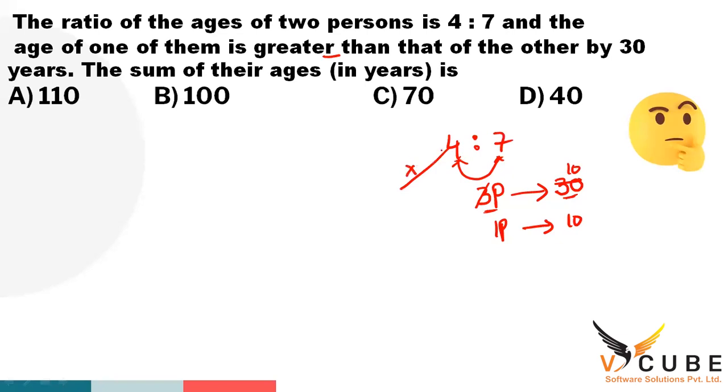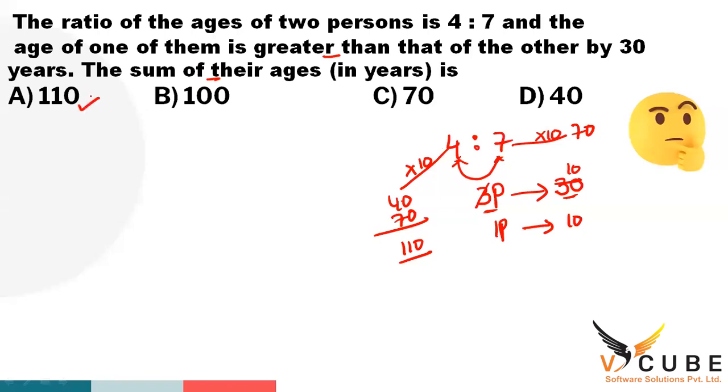First, find out the first person. First person is 4 parts. 1 part is equal to 10 years. 4 into 10, 40 years. Second person is 7 parts. 1 part is equal to 10 years. 7 into 10, 70. The sum of their ages: 40 plus 70, 110 years. That's why the first option is the right answer.